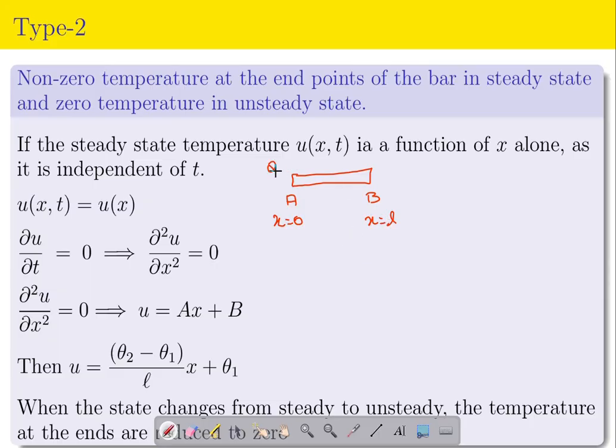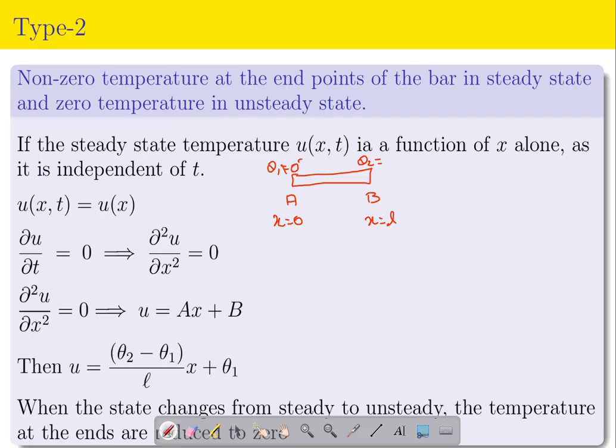Here theta 1 is the temperature at the point A when x is equal to 0, and theta 2 is the temperature at the point B when x is equal to L. Suppose both the ends are 0 degrees Celsius, so theta 1 is 0 degree Celsius and theta 2 is also 0 degree Celsius. Therefore, this comes under the case of type number 1. Now we go to see type number 2, which is where both the ends are non-zero.